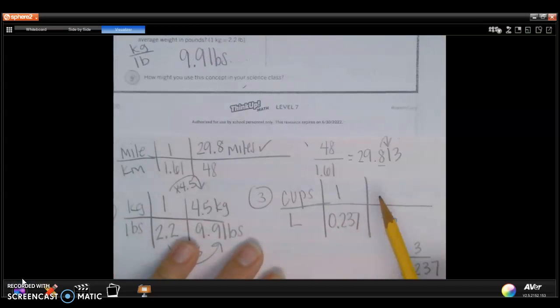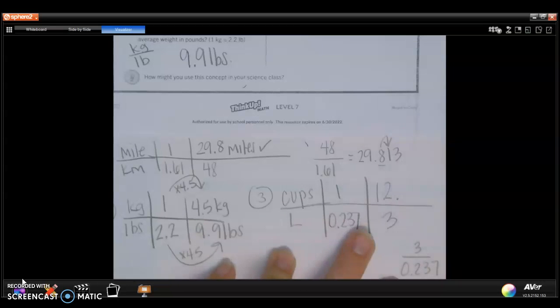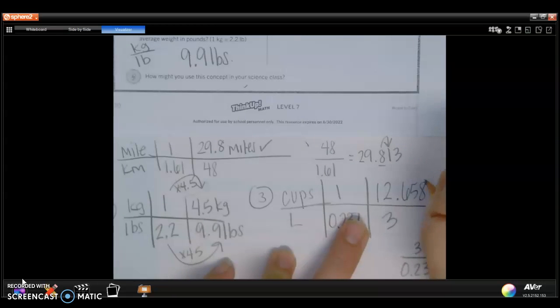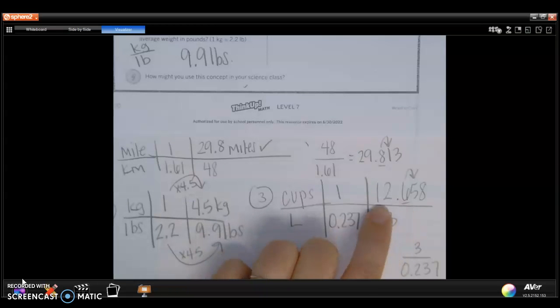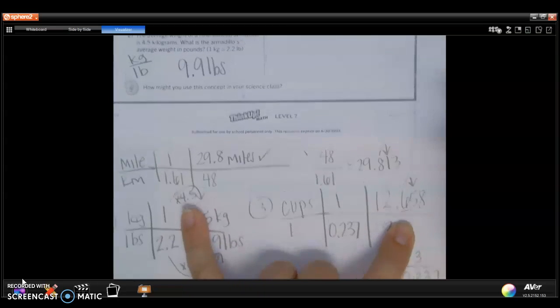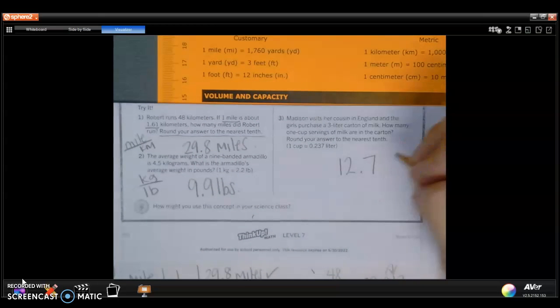Okay, so we're trying to figure out how many cups are in 3 liters. So in order to do that, we could do 3 liters and divide that by 0.237. If we do that, we're going to get a decimal, and that decimal is going to be 12.658, okay? It told us that we could round to the nearest tenth. That's one place after my decimal, okay? So I'm looking at this 6. But behind the 6, I have a 5. So that means that my 6 is going to round to a 7. So number 3 will be 12.7 cups.